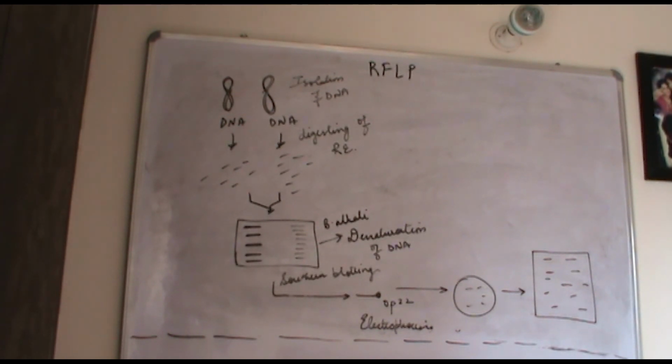That is restriction fragment length polymorphism. So I hope you guys have understood this video very clearly. It is a simple process, a very normal process in which restriction fragment length polymorphism has been shown.